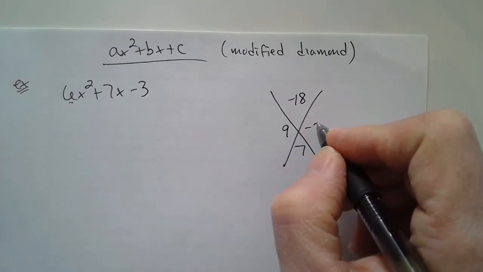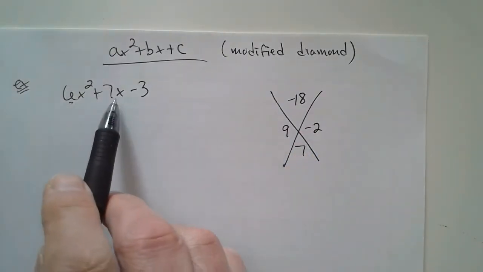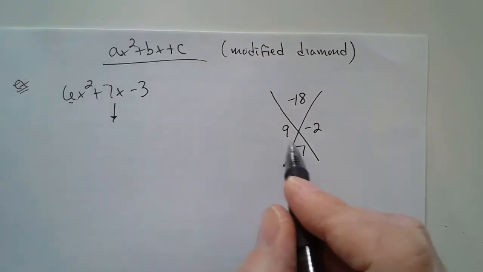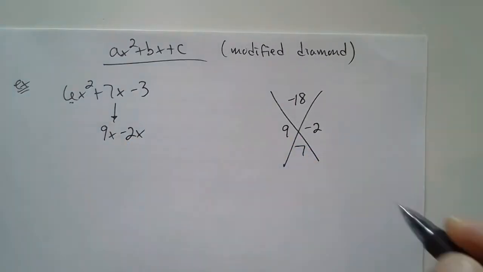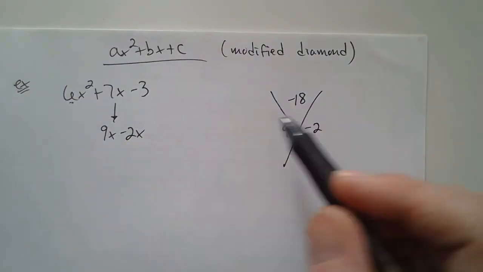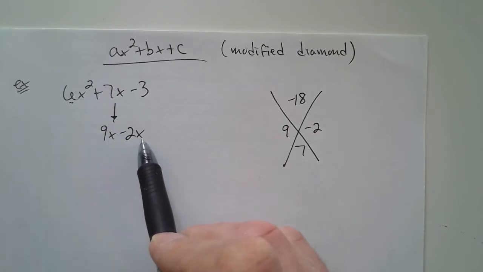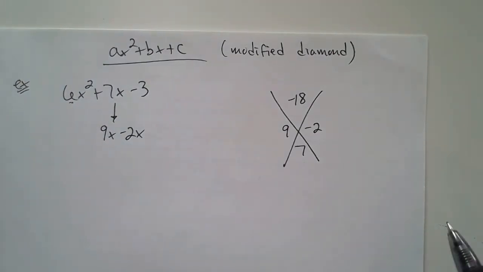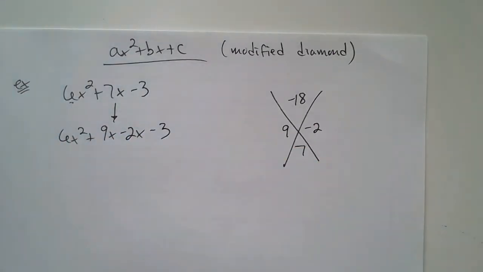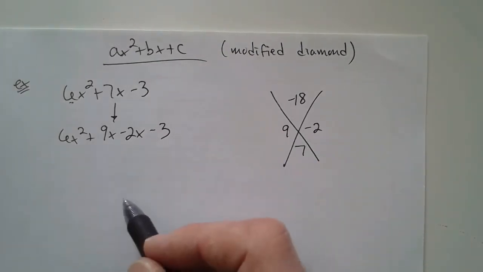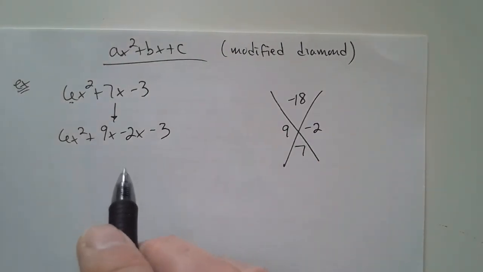So 9 and -2. And then we change the 7x to be 9x minus 2x. That was the purpose of the diamond problem, to change the 7x into 9x and -2x. So now we're going to bring the 6x squared down and the -3, and we have to factor this by grouping, which is actually another way of factoring that I didn't even talk about. So I'll embed factoring by grouping within this type of problem.